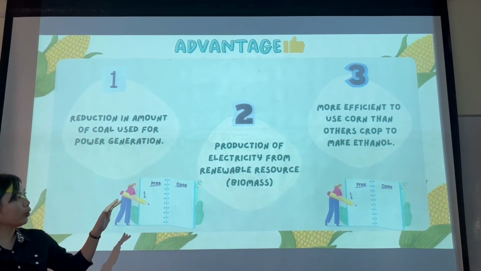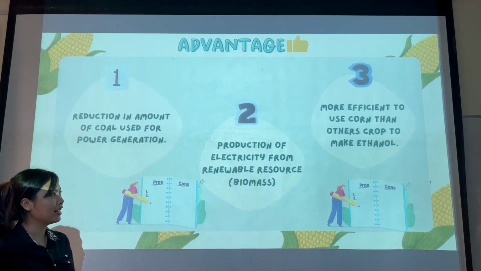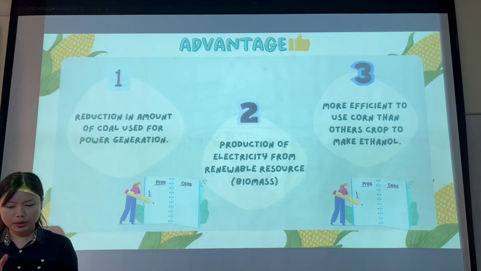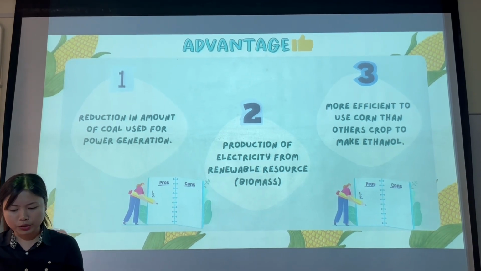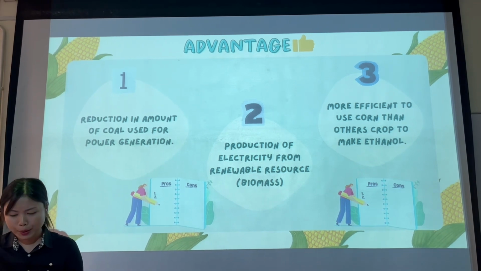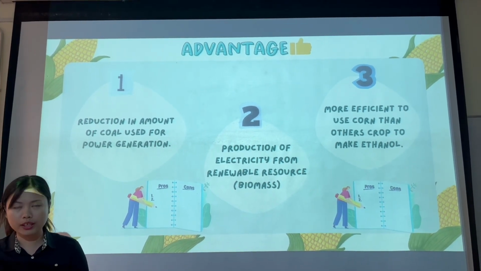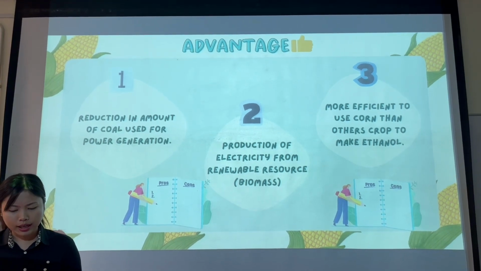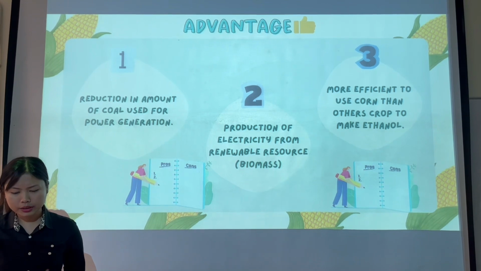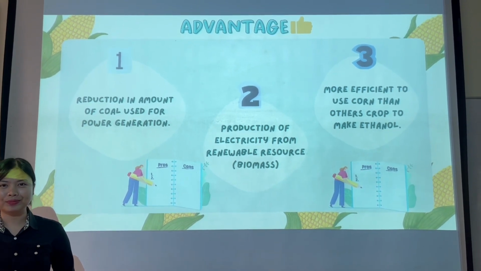And the third one is that it is more efficient to use corn than other crops to make ethanol. As we know, corn is frequently used as a feedstock for ethanol production, and it has certain efficiency benefits over other crops. High starch content, making it easier to convert into ethanol via fermentation methods.